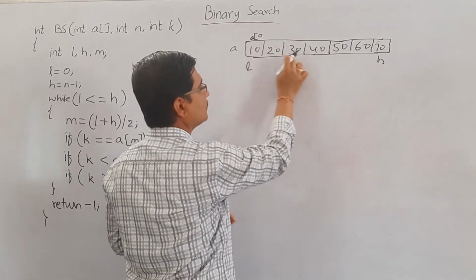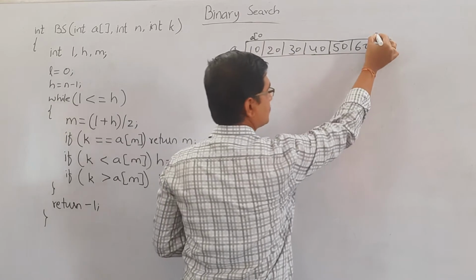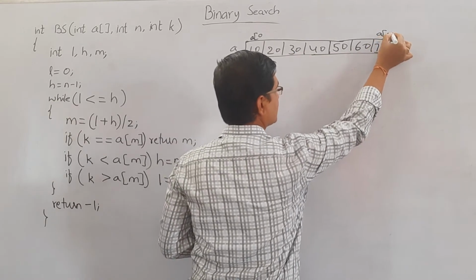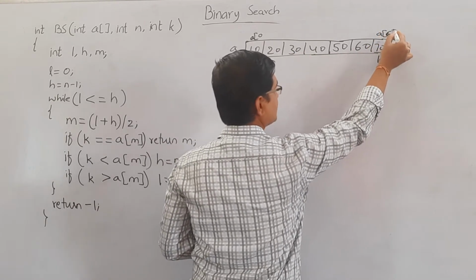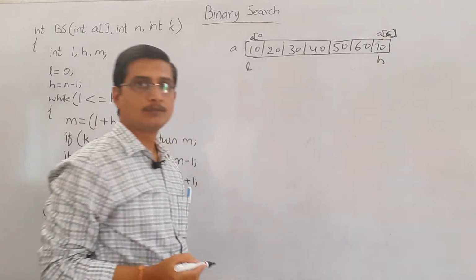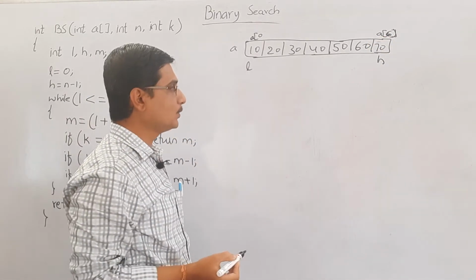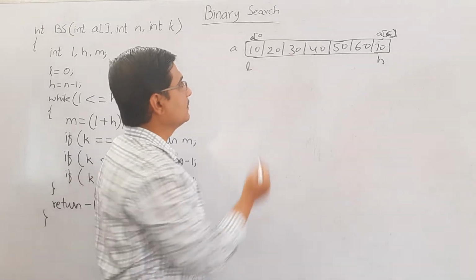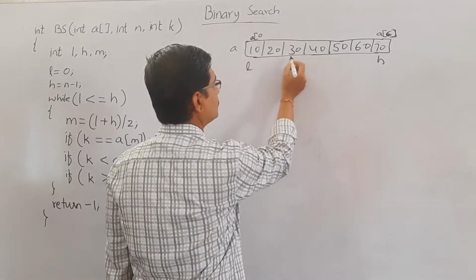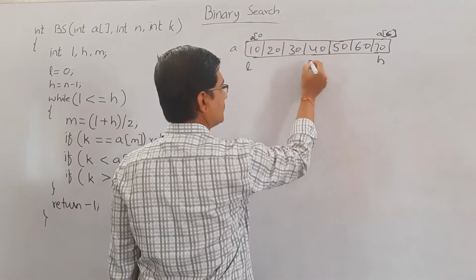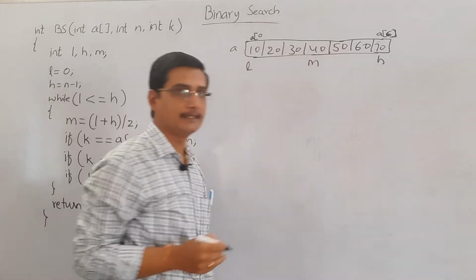This is 1, 2, 3, 4, 5, 6, 7. So it is A of 6. 6 plus 0 divided by 2, that is the middle element, that is 3. 0, 1, 2, 3. This is the middle element. So we call this mid.